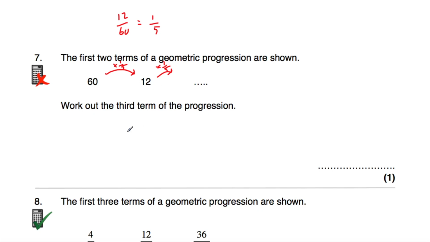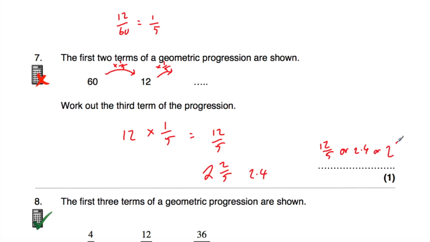So if we take our 12 and we multiply that by a fifth, that's equal to 12 fifths. And then 12 fifths, we could write that as a mixed number if we wanted to. How many 5s go into 12? That's 2. And then the remainder is 2, so that's 2 and 2 fifths, or 2.4. So you could write it any way you want. So we could write our answer as 12 fifths, or even 2.4, or 2 and 2 fifths, and so on. So that's our answer.